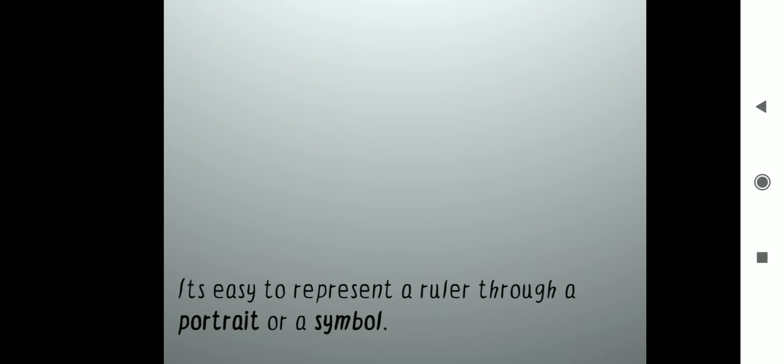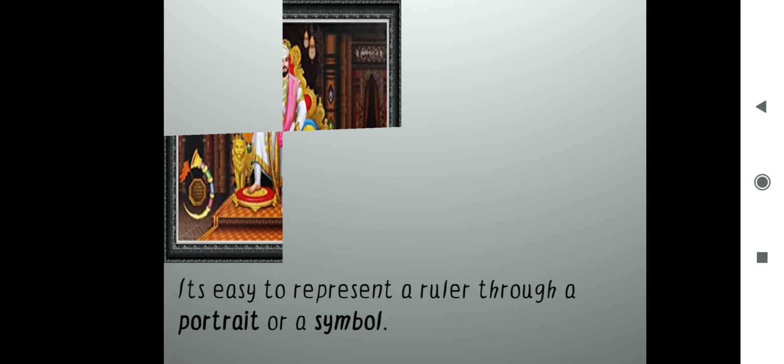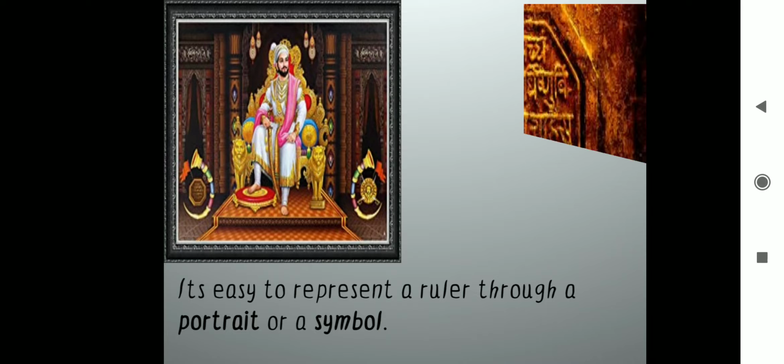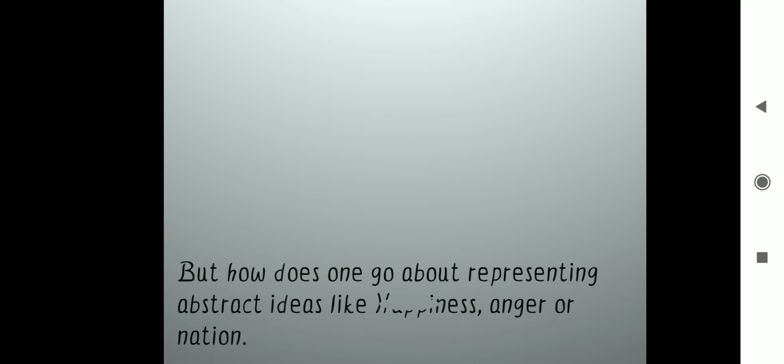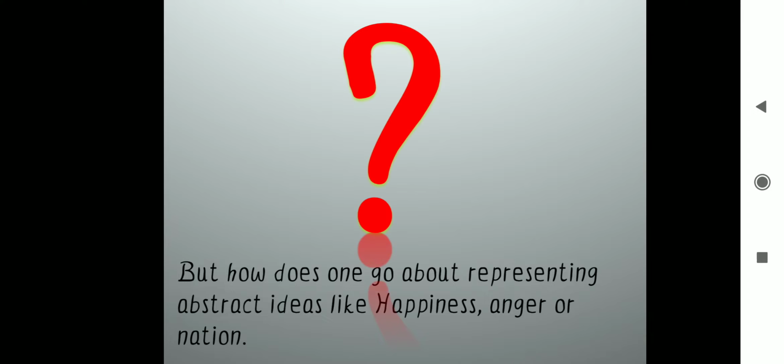It's easy to represent a ruler through a portrait or a symbol, the one that you can see on screen. It's easy to show people in form of their pictures or a symbol. But here the question arises, how you can represent a nation? An abstract idea like happiness and anger.